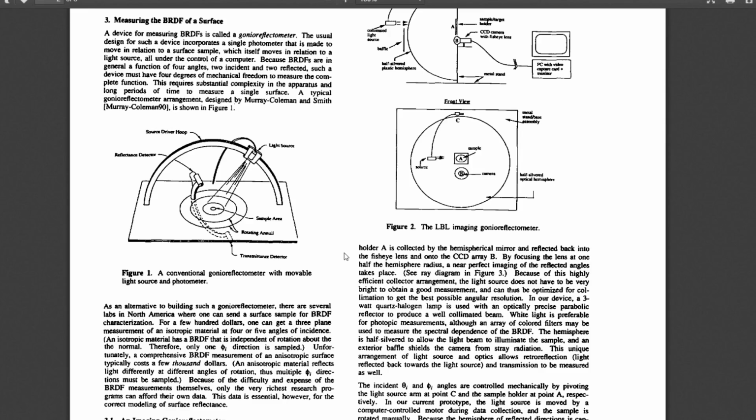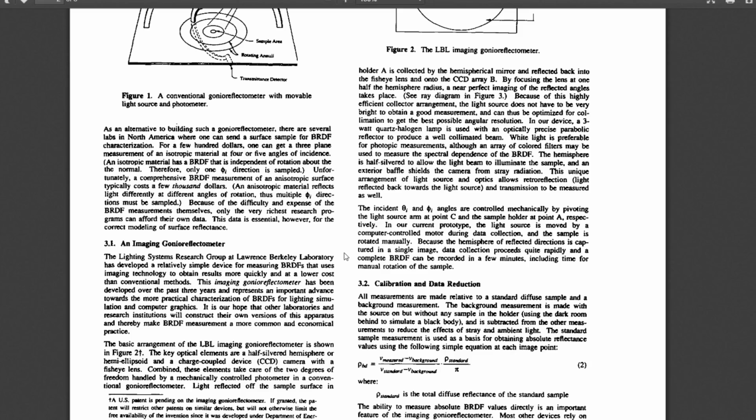Then it talks about the standard way of measuring the BRDF of a material, which is with the gonio reflectometer. And because BRDF is a four-dimensional function, that means that the light and the measurement device have to rotate along two angles to get all of the information that you need. And the problem with this is that it's very expensive.